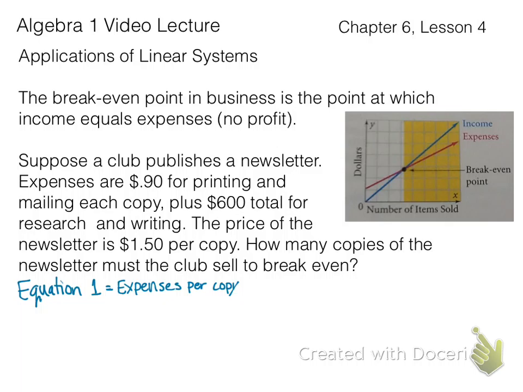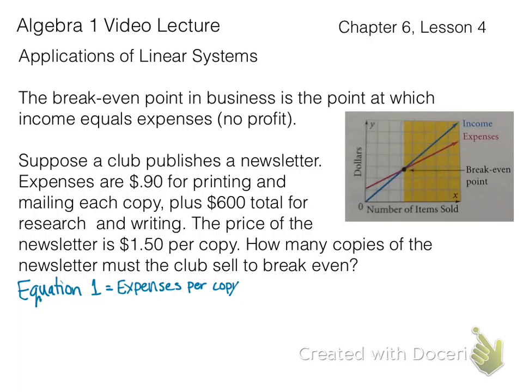So we want to know what the break-even point is for several situations. All right, suppose a club publishes a newsletter. Expenses are 90 cents for printing and mailing each copy, plus $600 total for research and writing. The price of the newsletter is $1.50 per copy. How many copies of the newsletter must the club sell to break even?